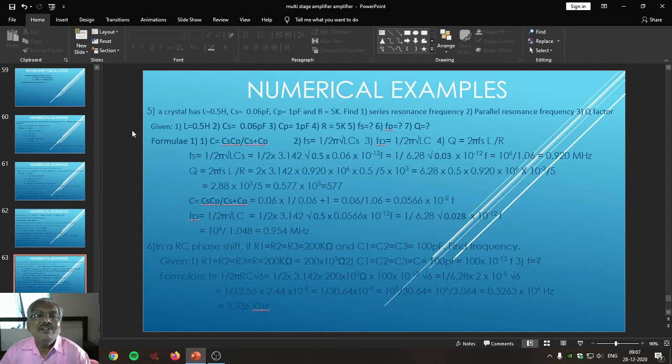Next example is based on the crystal oscillator. A crystal has L is equal to 0.5 henry, CS is equal to 0.06 picofarad. CS means series capacitor. Cp is equal to 1 picofarad, which means it is a capacitor connected in parallel. It is a crystal equivalent. And resistance R is equal to 5K. All these values are given. Then we have to find the series resonance frequency, parallel resonance frequency, and quality factor.